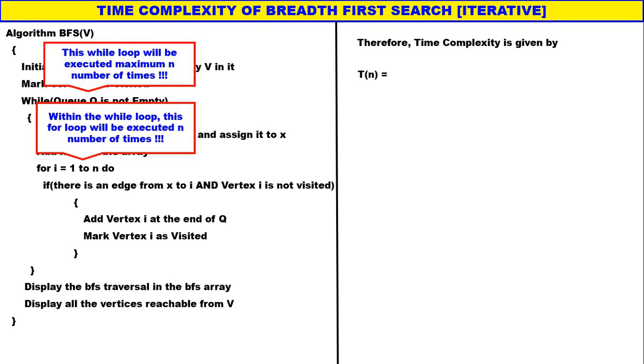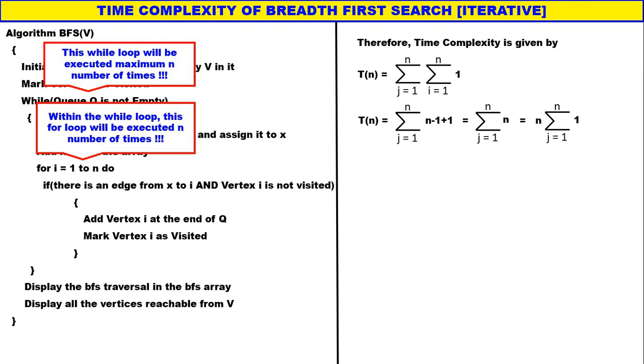Therefore, time complexity is given by, yes, 1 to n outer loop and again 1 to n inner for loop. So we know the formula for this. So this is n minus 1 plus 1. Yes, it is expanded. Minus 1 plus 1 cancels. So it is equal to n. You take n outside. So n into this. And again, n into, again you expand, n minus 1 plus 1. Yes. This is equal to n into n. This is equal to n squared. Therefore, time complexity is big O of n squared.